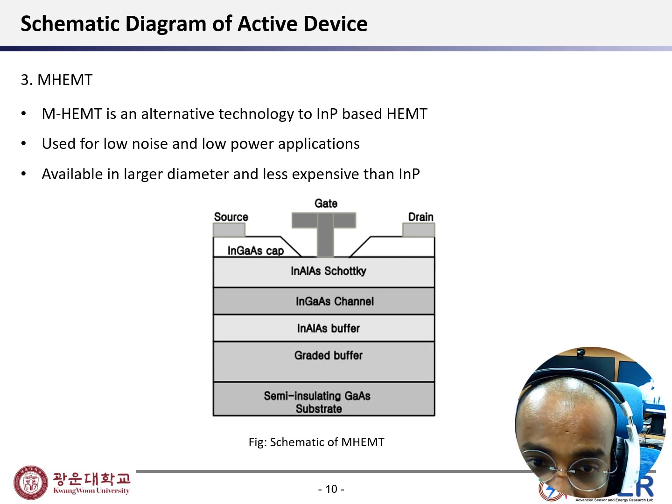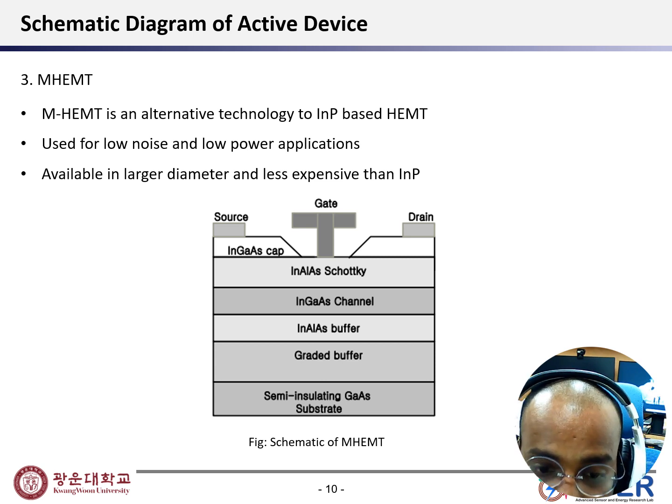Now talking about another type of active device, it is MMIC, and it is an alternative technology, to use an InP based HEMT, and also you can see it has a similar type of structure, like source, gate and drain. The main difference is that we have different types of buffer layer that we use in this active device MMIC.